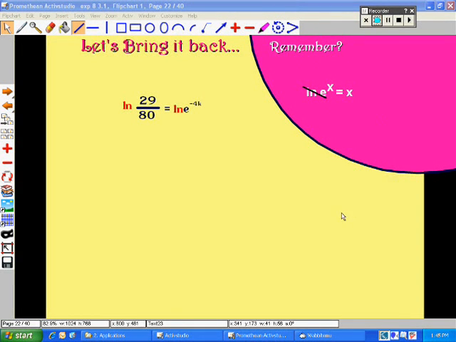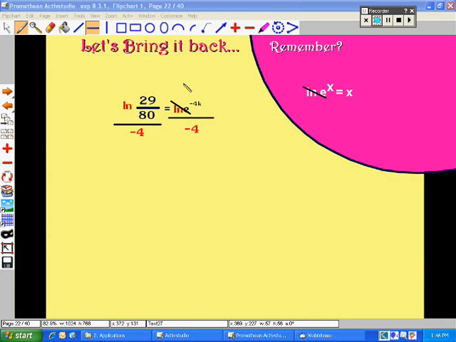So here I take the natural log of both sides. When I do this, the natural log and e cancel out. So I'm left with the natural log of 29 over 80 equals negative 4k. Now in order to solve for k, I need to divide by negative 4 on both sides.